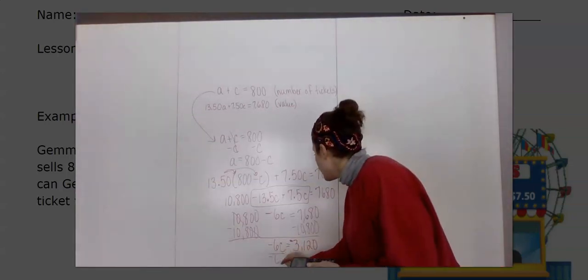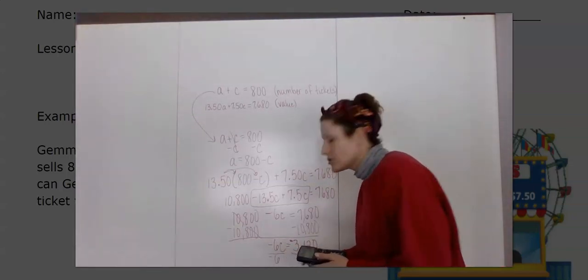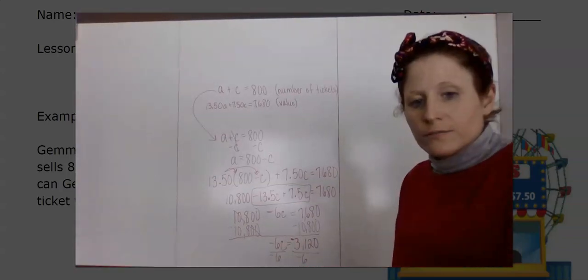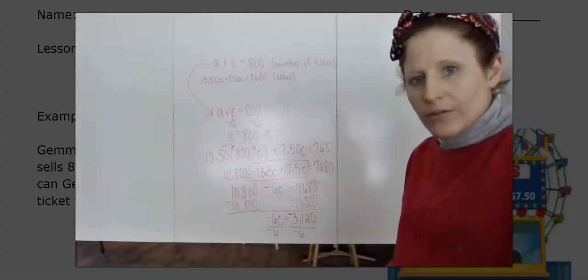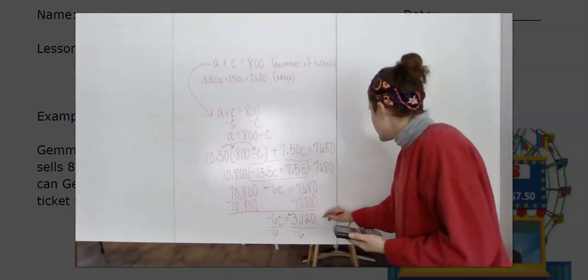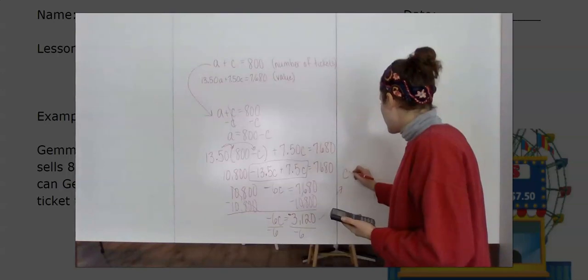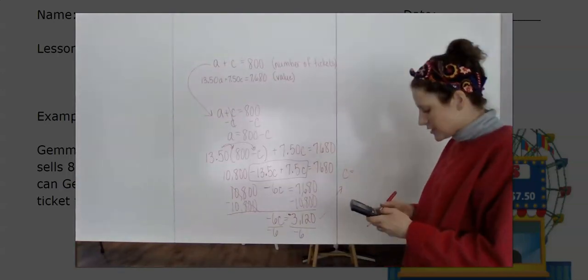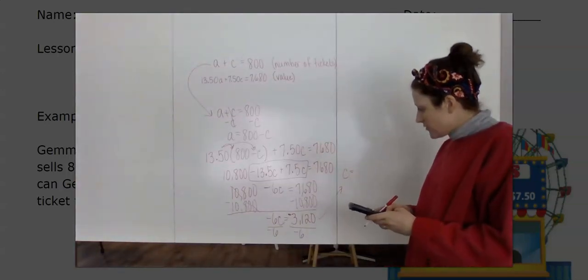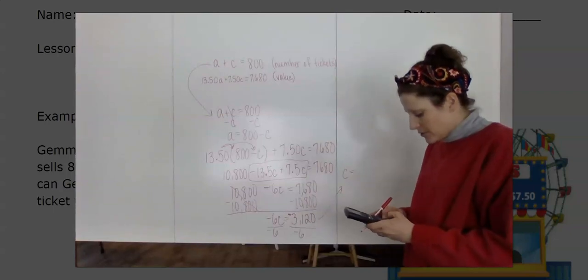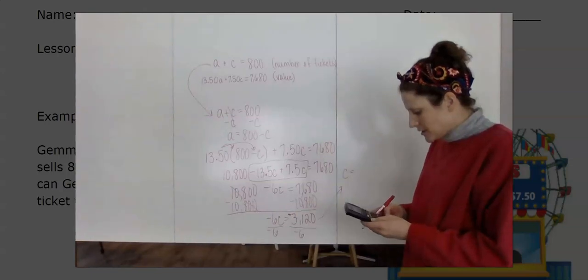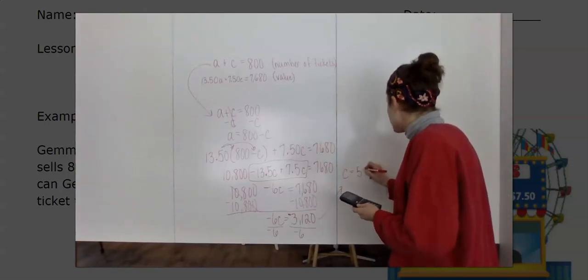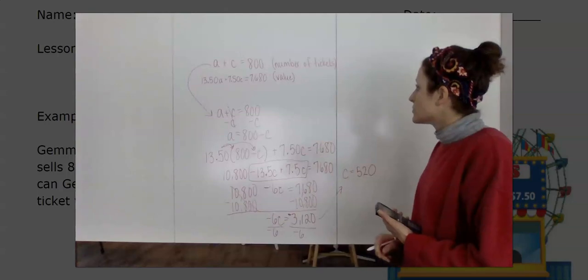Now I need to divide by -6 on both sides, and as you can see, I am running out of room. There we go. And when I do this, I should get a positive number because I'm finding the amount of children's tickets. So a negative divided by negative is a positive number, so that's a good sign. 3,120 divided by 6 equals 520 children's tickets sold.